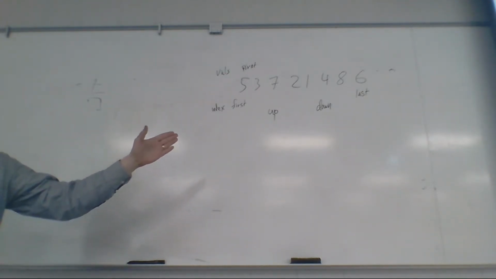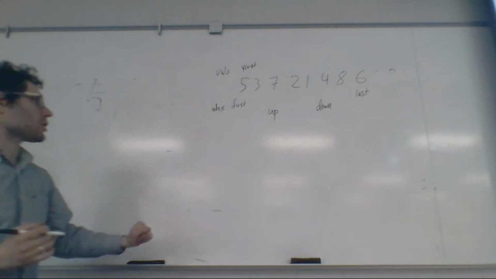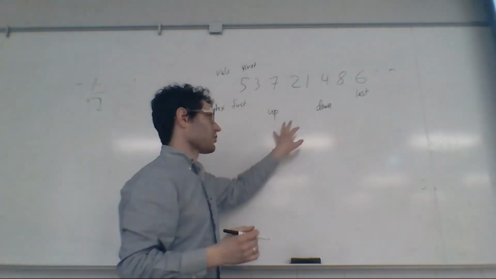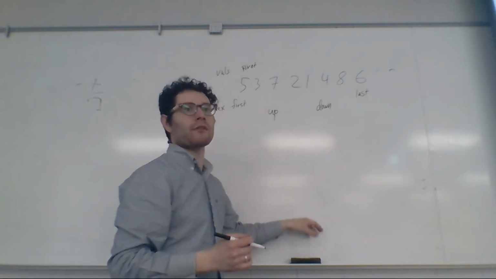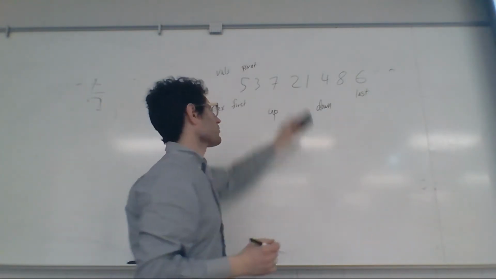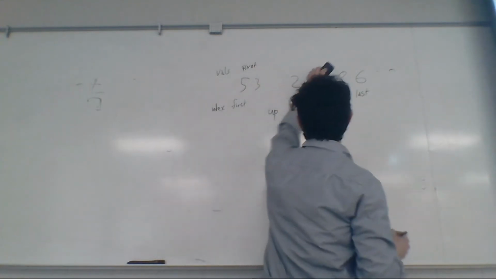Now that we've done that, what do we do? Well, so long as up and down have not crossed yet, we swap the values of up and down. So we swap 7 with 4.